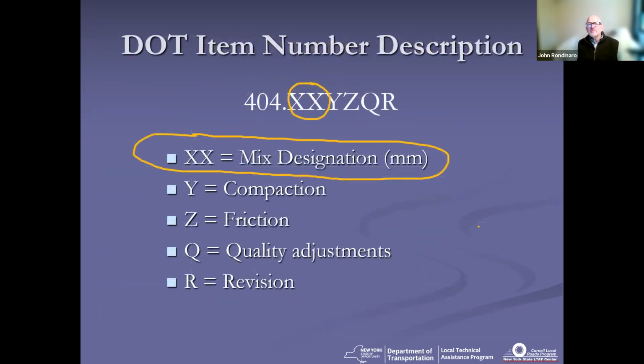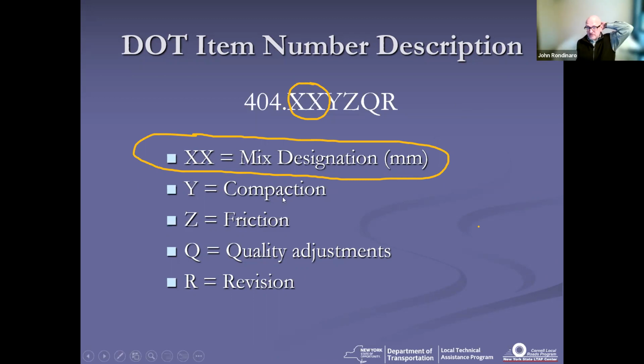So applying that to our item designation descriptors, you'll see for any of your DOT spec items, 404 is your asphalt pavement materials, replacing your warm mix asphalts, or essentially the same as your warm mix asphalt. Then you've got your period, and the next two characters are your mix designation in millimeters. So a base will be 404.37, a binder will be 404.25 or 19. Your top for overlay will be a 404.12 or 404.09. And then your thin wearing course will be 404.06, that 6.3 millimeter mix.